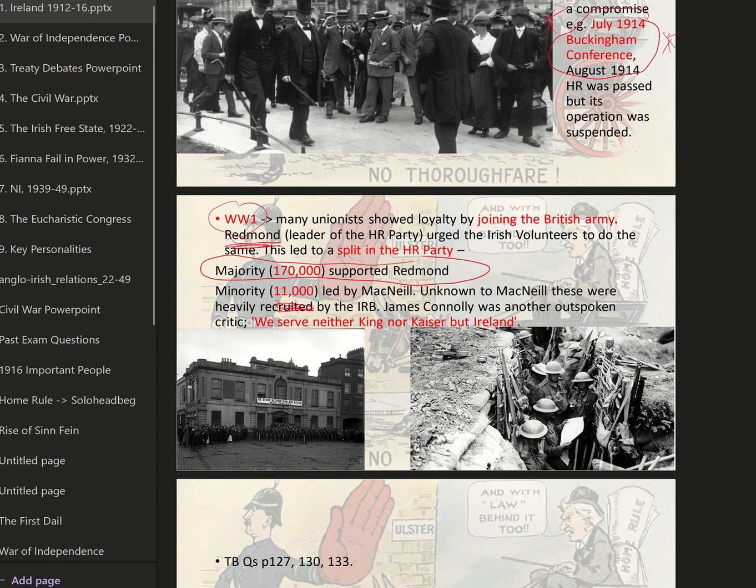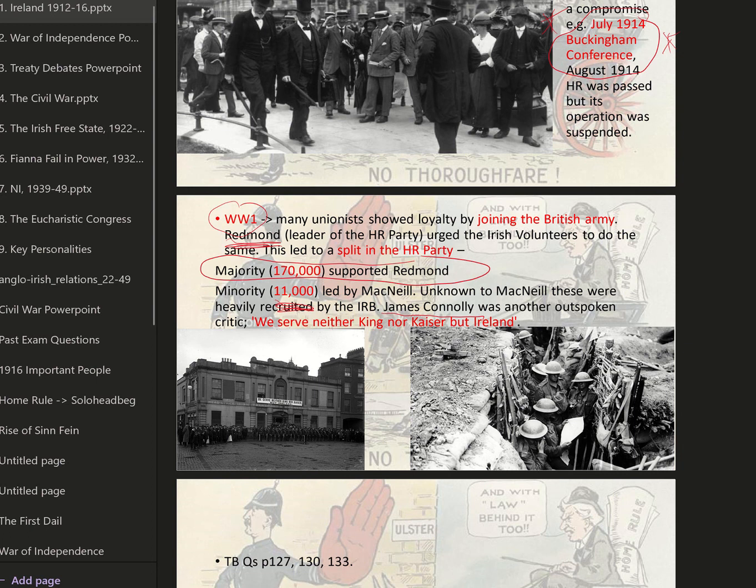You also had a lot of members of the IRB, the Irish Republican Brotherhood, who would later become the IRA. James Connolly, who will come up a lot later on, he's kind of a trade unionist at this point, leader of the Labour movement. He was another outspoken critic.